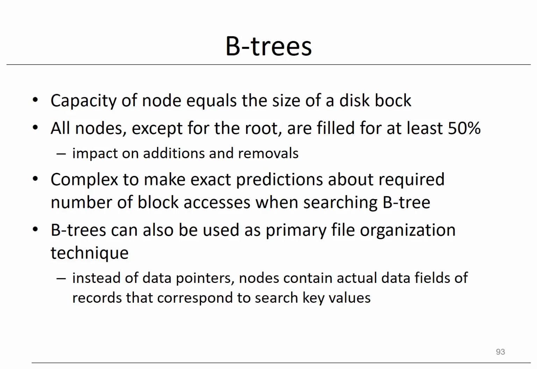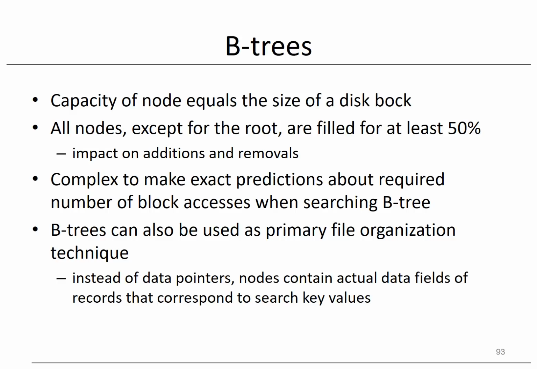It is very complex to make exact predictions about the required number of block accesses when searching a B tree. There are many possible configurations. Every node may contain between k and 2k key values except for the root, and the tree may assume different shapes depending on node splits and mergers.